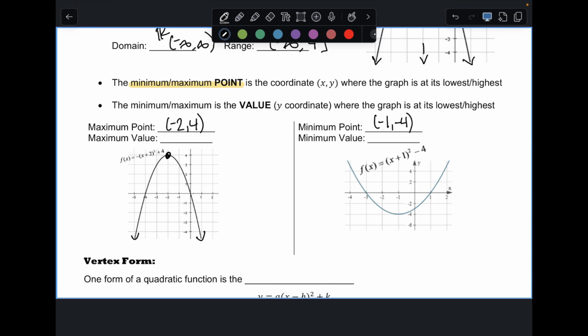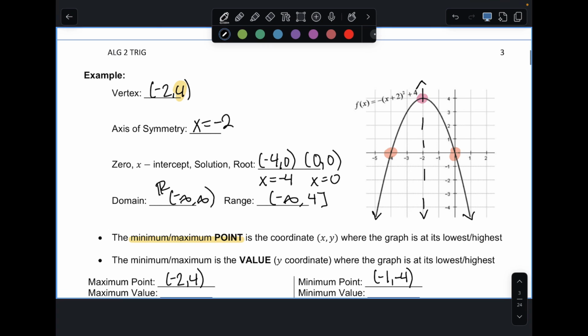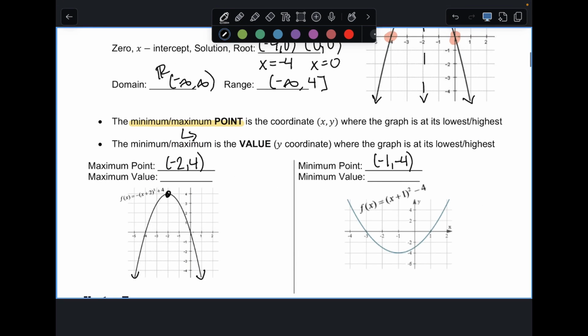-1, -4. What is the same about our minimum and maximum point versus one of these things up here? What is our minimum and maximum point? Always. X and Y. It's always X and Y, but what point on here is it? Is it our zeros? Is it our y-intercept? It's what? I heard it. Yeah, it's always our vertex. So the maximum or minimum point is your vertex. Always. You just have to determine if it's maximum or minimum based on if your graph is up or down.